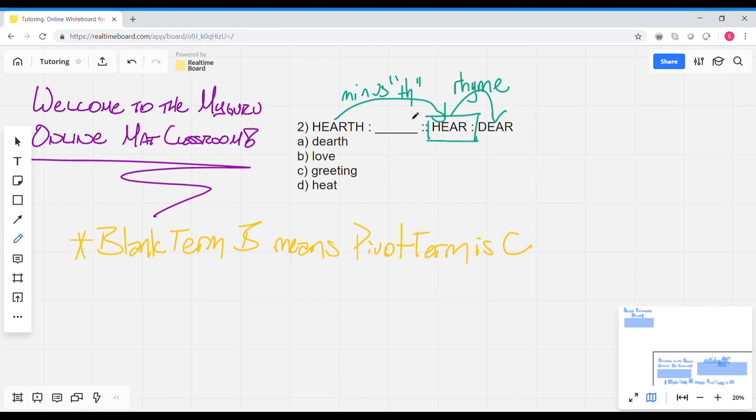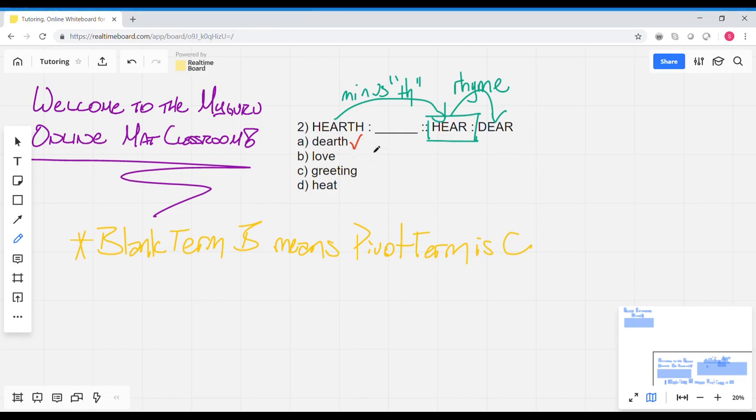Now, if you see that, you're going to go, okay, quite obviously, the correct answer then becomes dearth, because you take the TH off of dearth, you get deer, just as you take the TH off of hearth and get here. Similarly, hearth and dearth rhyme. Here and deer also rhyme. So that is the right answer.